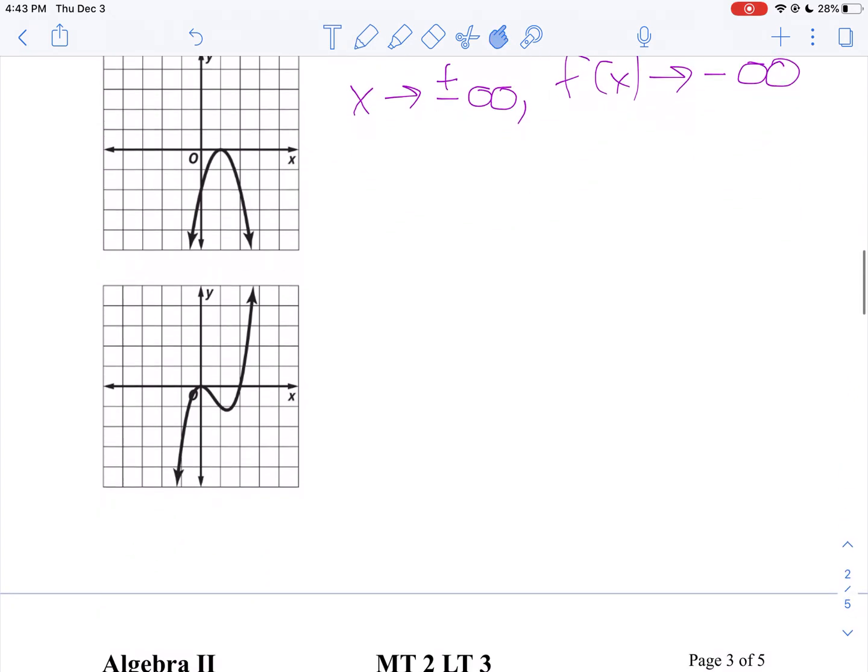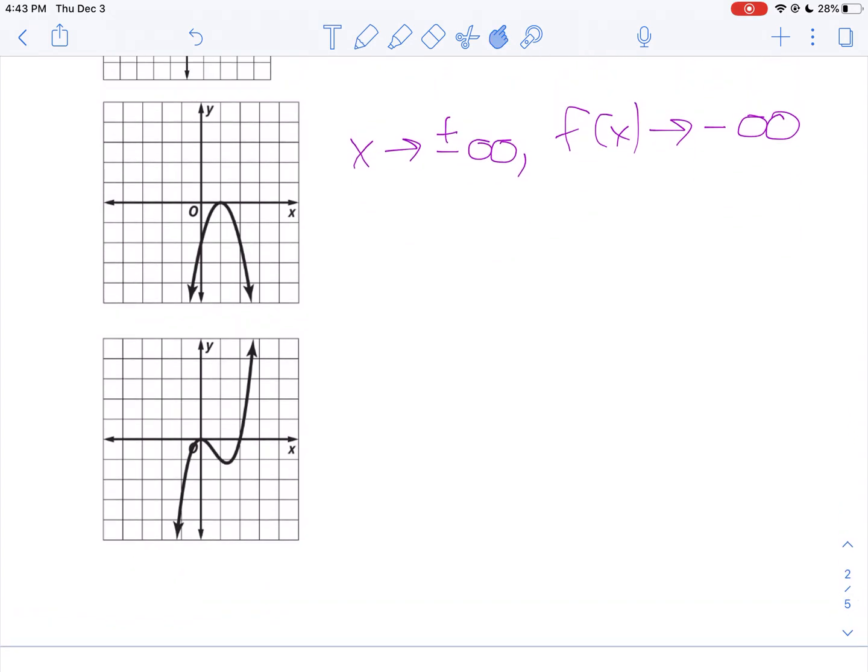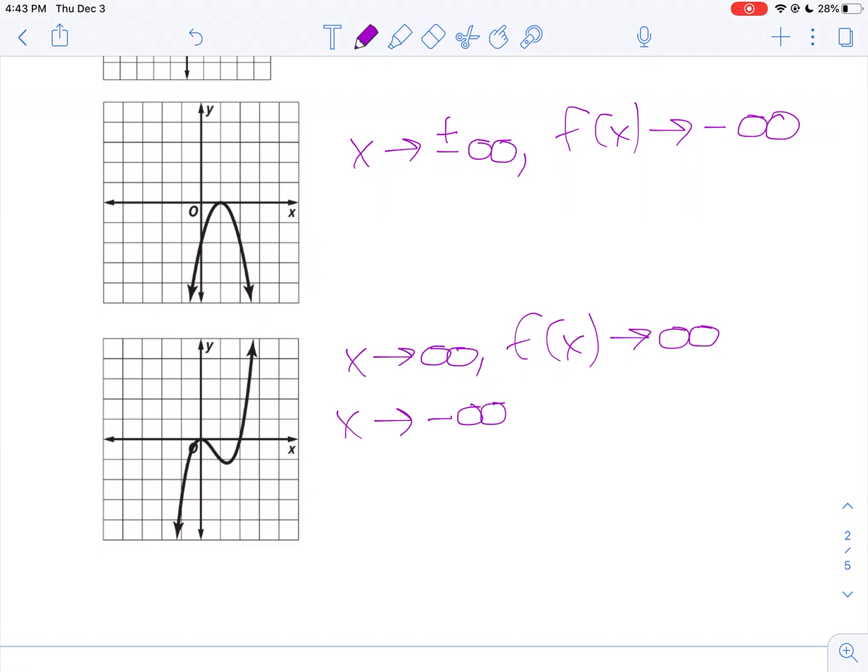Here we have an odd polynomial. So we're going to have to write it twice. As x approaches positive infinity, as you go to the right, the graph is getting higher, isn't it? So f of x is going to approach positive infinity. As x approaches negative infinity, f of x is going down, so it's going to approach negative infinity.